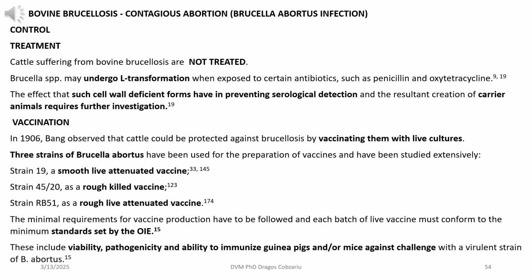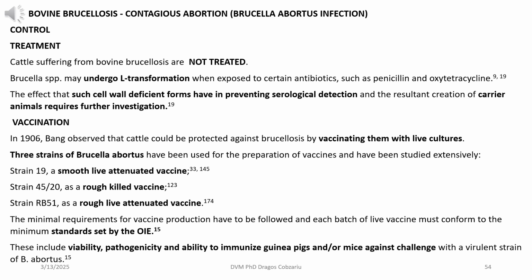Treatment. Cattle suffering from bovine brucellosis are not treated. Vaccination. In 1906, Bang observed that cattle could be protected against brucellosis by vaccinating them with live cultures. Three strains of Brucella abortus have been used for the preparation of vaccines and have been studied extensively. Strain 19, a smooth live attenuated vaccine. Strain 45/20, a rough killed vaccine. Strain RB51, a rough live attenuated vaccine.